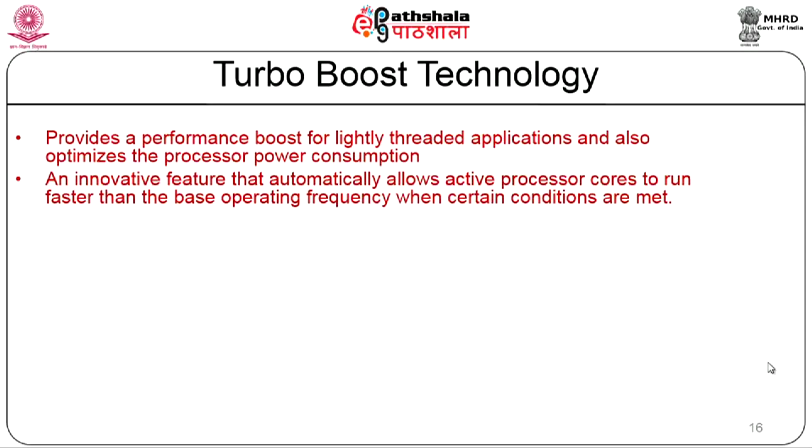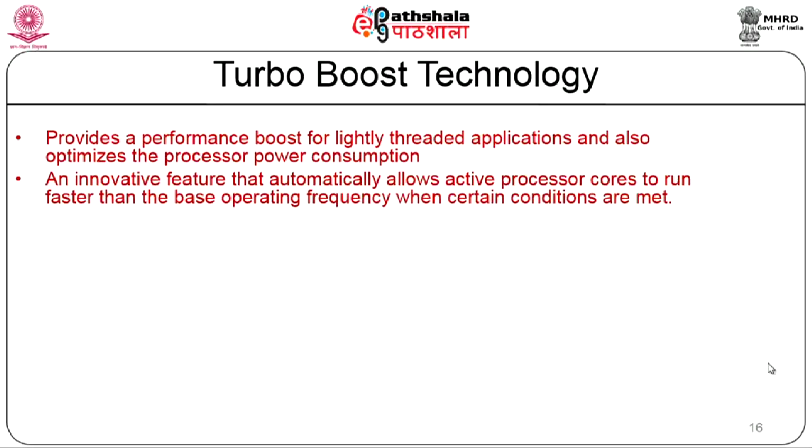But suppose you have a lightly threaded application, and you do not require all 4 threads of execution. Then you can run it on 1 or 2 cores and you can run it at a faster rate. That is basically turbo boost technology. You can run some of the cores at a higher level, but at the same time you have to make sure that the power requirements, the power that is dissipated, the heat that is dissipated, is everything within limits.